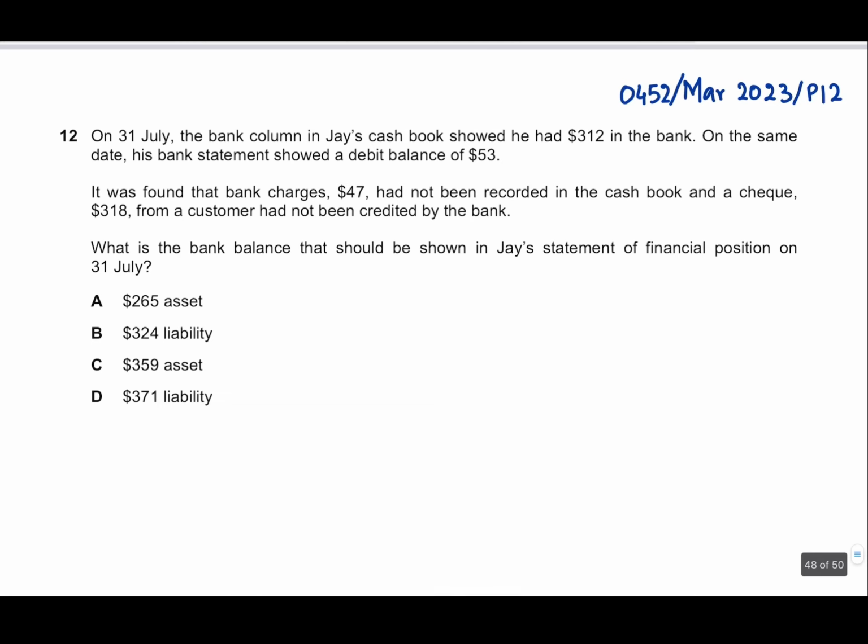The first question says, on 31st July the bank column in Jay's cash book showed he had 312 in the bank. 312 balance carried down in the bank, and this is a positive balance because the question is silent, so we will assume that it is a positive balance.